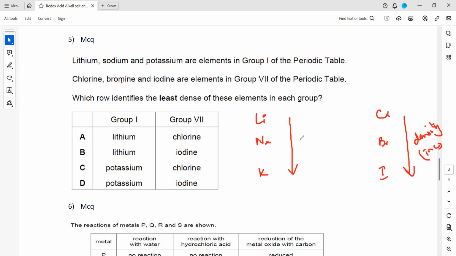As we go down the group, the density will increase. So they're asking, for all the groups, the density as we go down. The melting point, as we go down group 1, is decreasing. If it was about melting point, as we go down, the melting point decreases. Here, as we go down the group, the melting point will increase. So lithium, sodium, and potassium: in group 1, lithium should be the least dense, at the top of this series. So lithium and chlorine, then A should be the right answer.